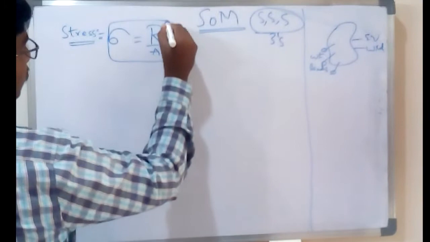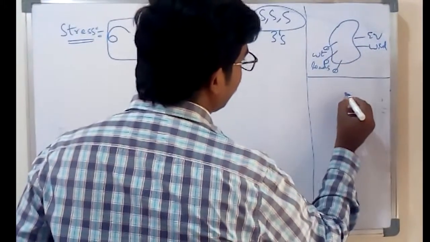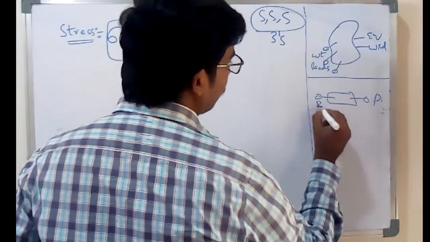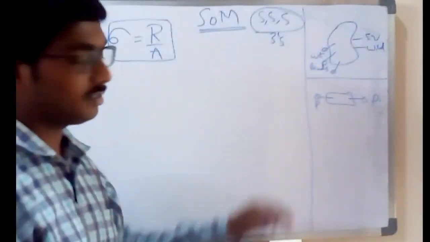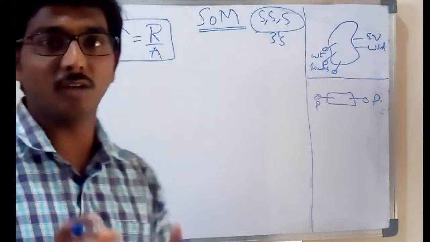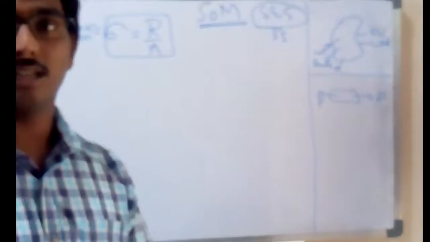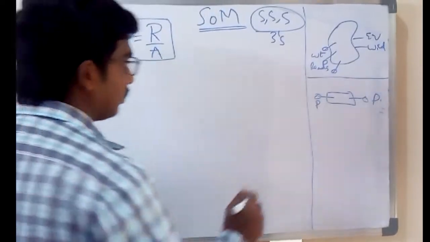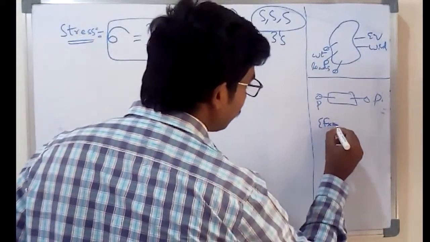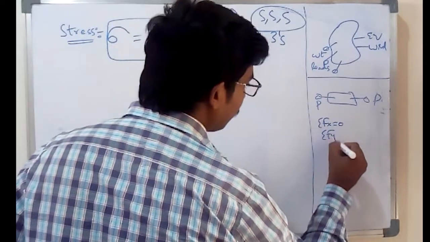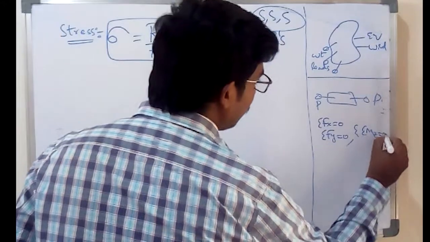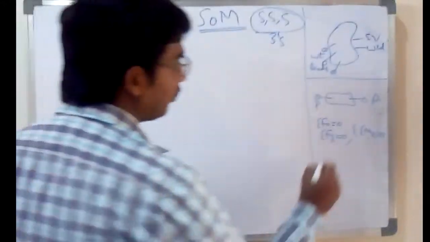Now what is meant by resisting force? Suppose you take an element subjected to a load P. This is an equilibrium condition. According to the Newtonian laws of mechanics, for a body to be in equilibrium there are three equations: sigma Fx equal to 0, sigma Fy equal to 0, and sigma Mz equal to 0. These three are the equilibrium equations for a 2D frame.